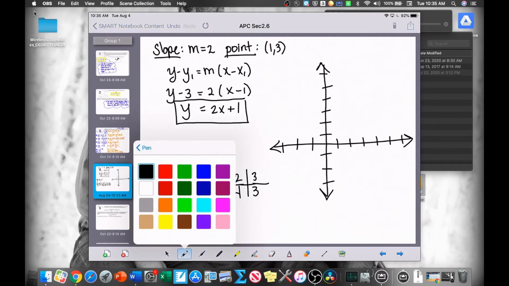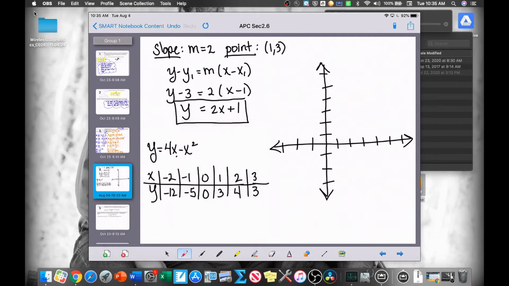So it looks like for my parabola, my vertex is actually right here at (2, 4). And then I have a point at (1, 3), and I have a point at (3, 3). And I have a point at (0, 0). So I would also have a point at (4, 0). And then (-1, -5) would be down here.